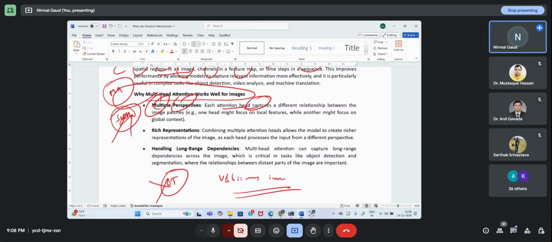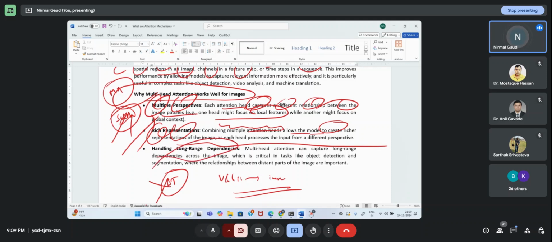Each attention head captures a different relationship between the image patches. Some can attend to local features, some to global features, some can do self attention, some cross attention, some additive attention, some this, some that. That is why I use multi-head. Don't be specific, sir, saying I only want additive. Rich representation: combining multiple attention heads allows the model to create richer representation.